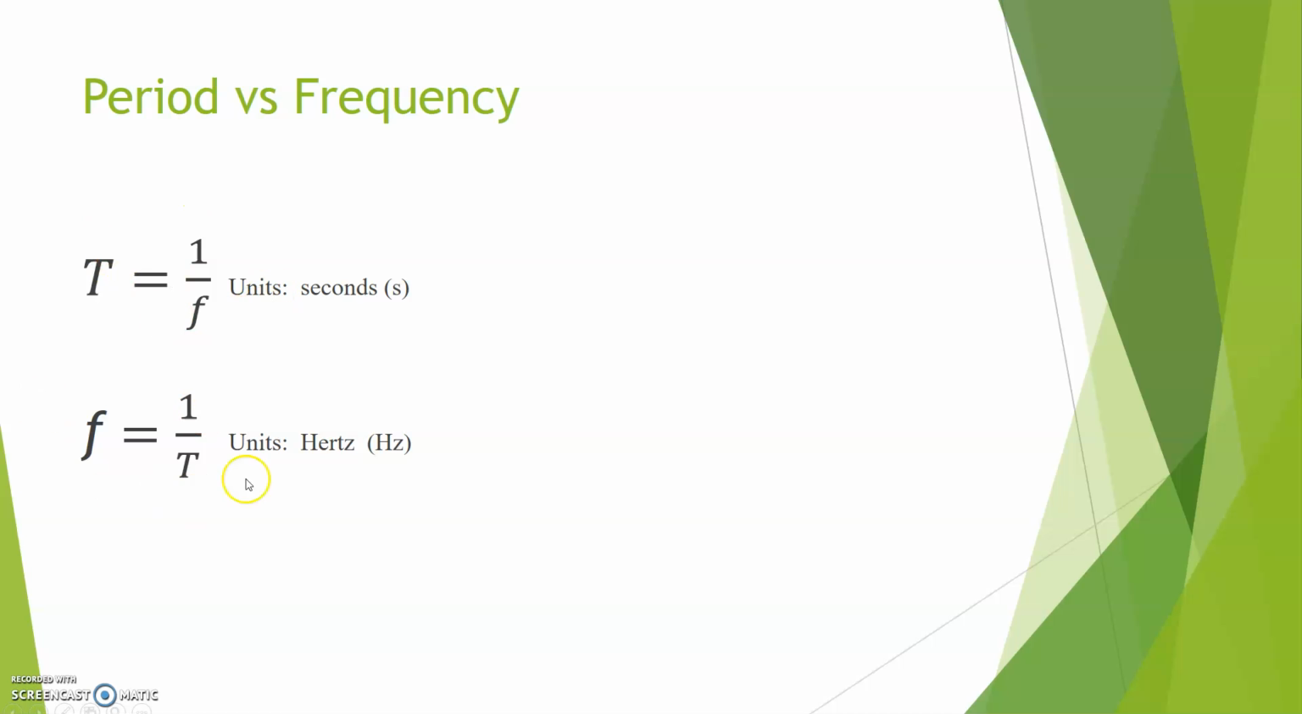Now, we have these equations. We've seen them already previously, but T, time, is actually period. So period is measured in time, again in seconds. Period, T, is equal to 1 over f. Frequency is just 1 over T. They are inverse relationships to each other. So if we flip this fraction, we get f. Flip this fraction over, you get 1 over T. They're just flips of each other. Period is measured in seconds. Frequency is measured in hertz.